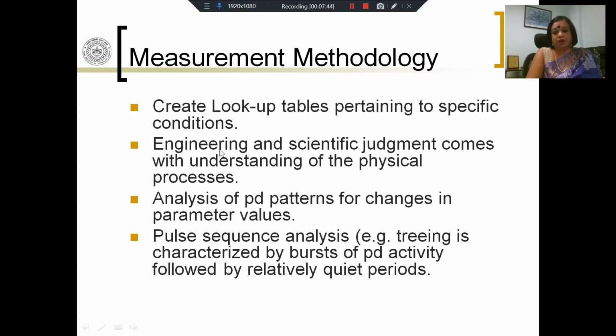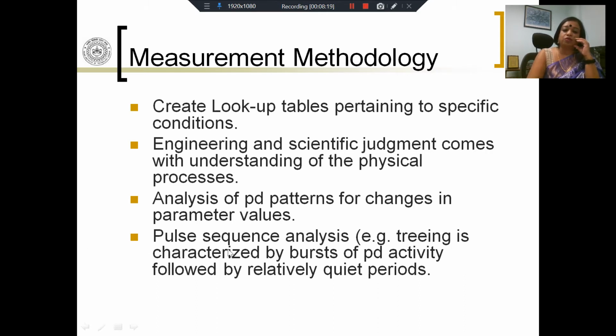And of course, your engineering and scientific judgment comes only with understanding of the physical process. If you know what is likely to happen and in what process it is likely to happen, only then will you be able to elicit that information and put it in the database. As I said, you have to analyze the PD pattern for change in parameter values. So voltage increases, what happens? If you look at the phase, what happens? If you look at the positive negative polarity, what happens? All these different parametric changes have to be monitored.